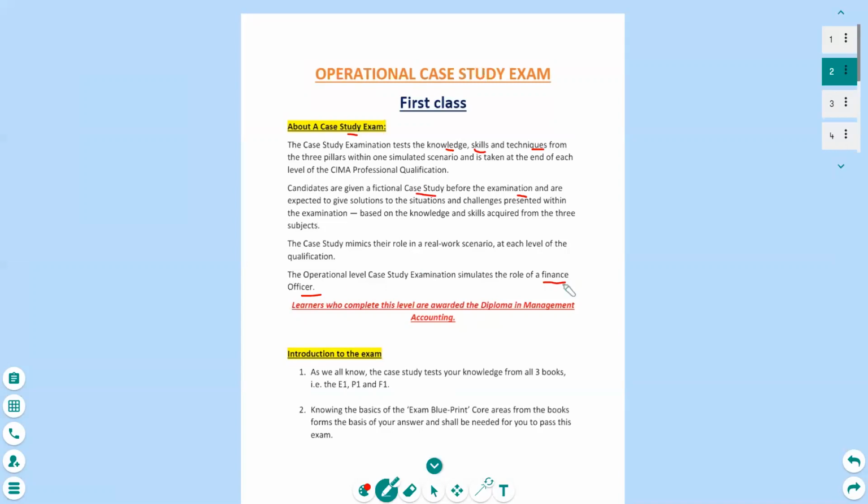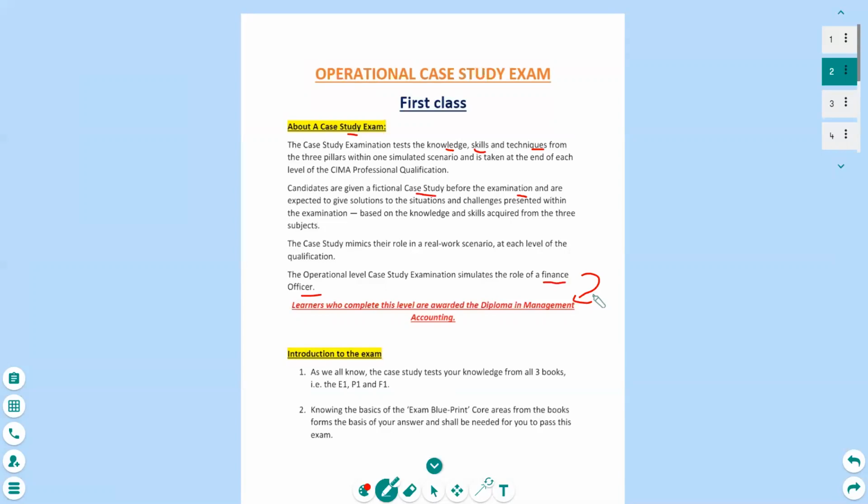Now, when you complete this exam, which, when you are studying with us, improves your chances because we give you a very set structure and easy, flexible way of studying, you are awarded the Diploma in Management Accounting, and it really helps you further your career, even professionally and knowledge wise as well. So, introduction to the case study exam.